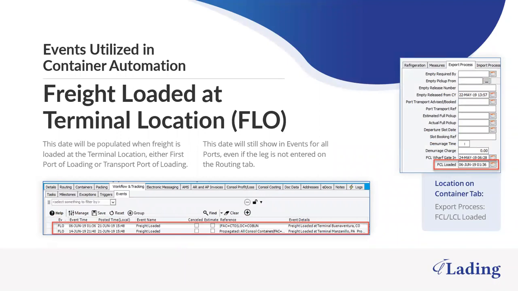Next, we've got freight loaded at terminal location. Take a look at this, guys. It's going to show under export process, FCL loaded. But one of the things that you can see under workflow and tracking events is going to be all of the legs. So this was loaded on June the 6th in Colombia. There's my date, June the 6th in Colombia. But it was loaded again on June the 14th in Manzanillo. Even though it doesn't show the date here, I can see that under events.